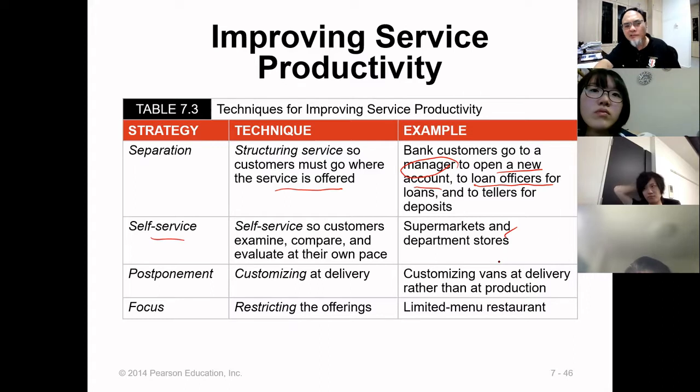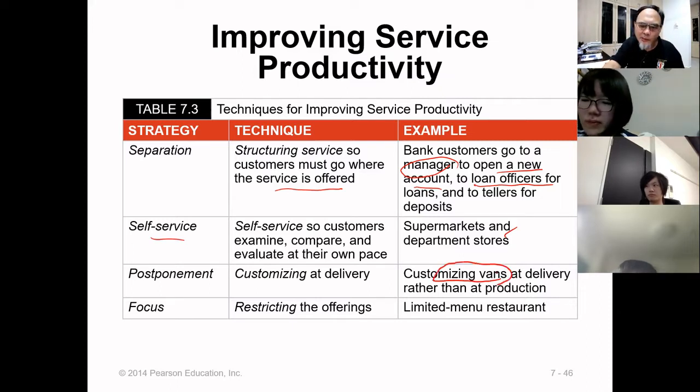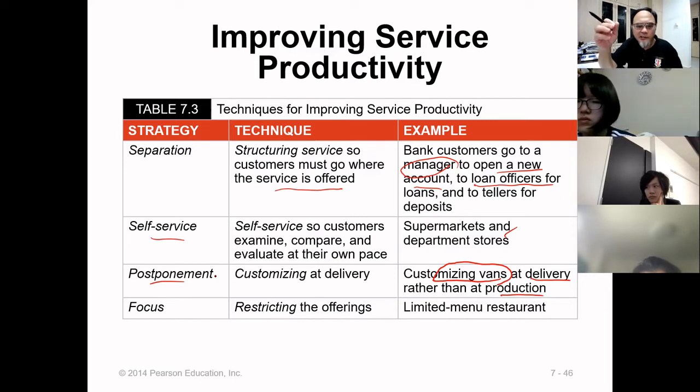Postponement: customizing at delivery. For example, you are making vans. A van is a kind of truck. So you customize at delivery rather than at production. It means at the place of delivery, you do all the customization. So this is called postponement. You do the assembling or the changes at the customer's place at delivery.